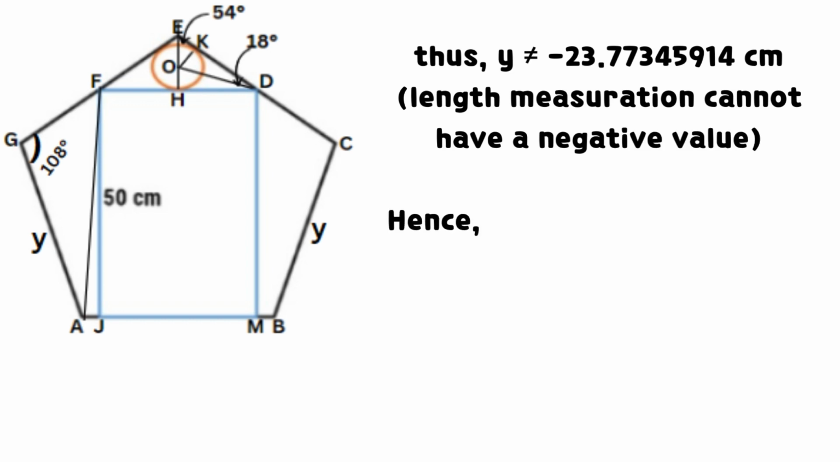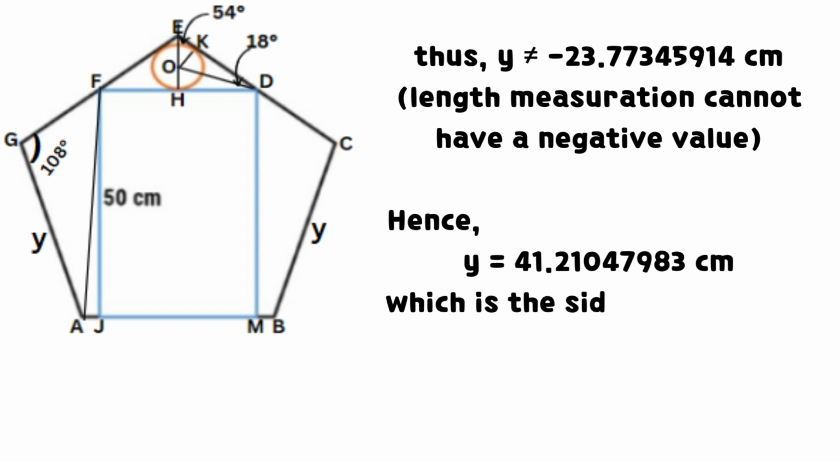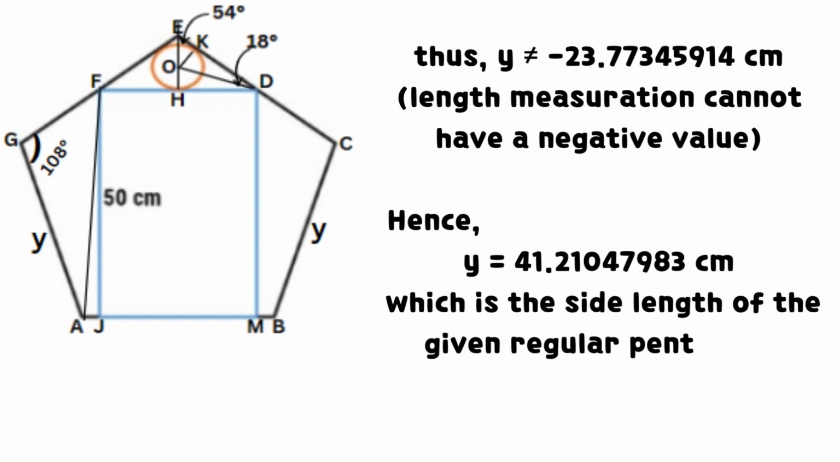Thus, y is not equal to negative 23.77345914 centimeters, as length measurement cannot have a negative value. Hence, y equals 41.2104793 centimeters, which is equal to the side length of the given regular pentagon.